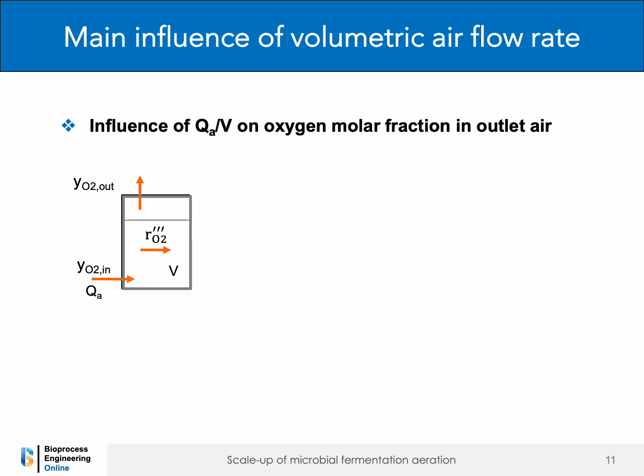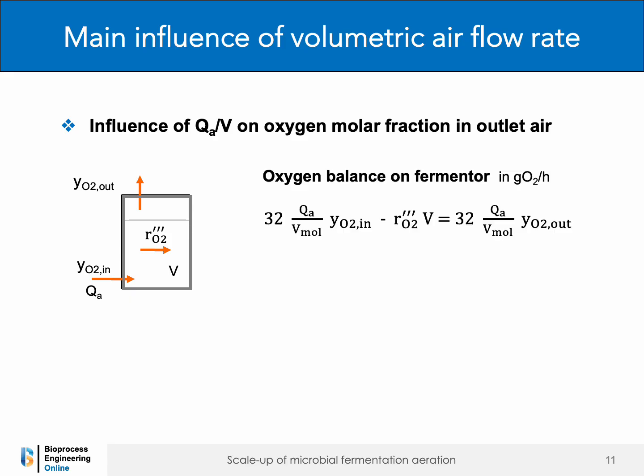Inside the fermenter, the oxygen molar fraction in the gas phase decreases from its inlet value, YO2 in the supplied air, to a lower value, YO2 out, in the exhaust gas leaving the fermenter. The influence of the air volumetric flow rate on the oxygen molar fraction in the air phase through the fermenter is shown by the oxygen balance on the fermenter.